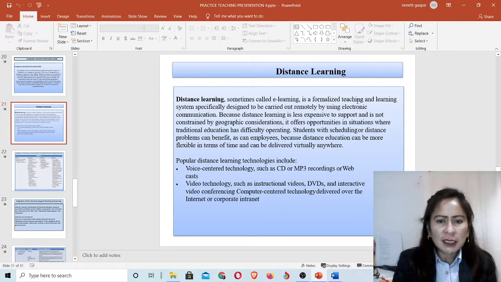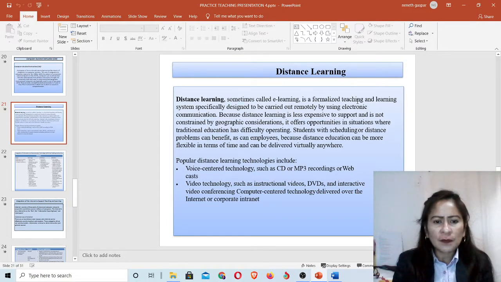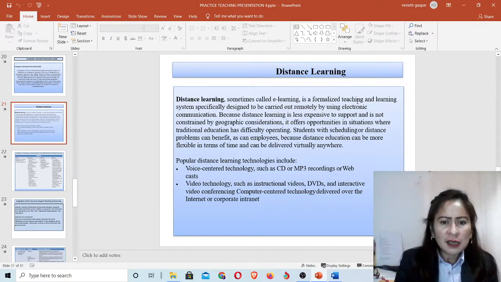Popular distance learning technologies include voice-centered technology such as CD or MP3 recording or webcast, video technology such as instructional videos or DVD and interactive video conferencing, and computer-centered technology delivered over the internet or intranet.